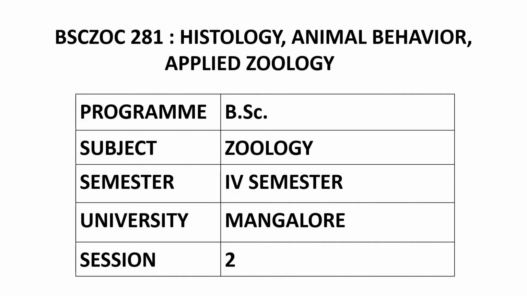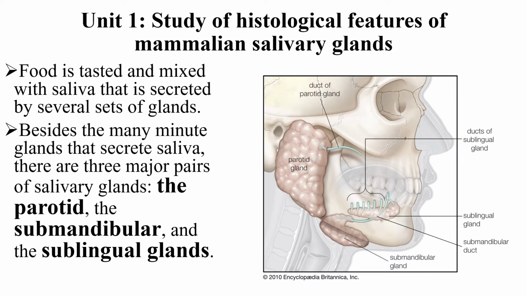Dear students, welcome to the second session of the Histology, Animal Behavior and Applied Zoology paper prescribed by the Mangalore University for 4th semester BSc Zoology. In this session, we shall consider the study of histological features of mammalian salivary glands.